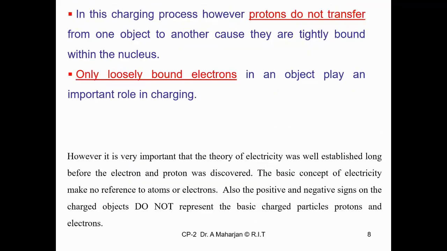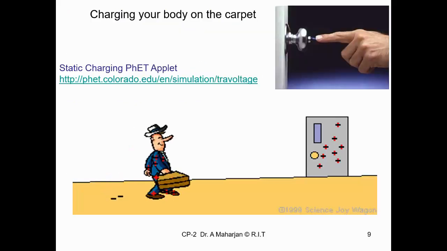However, you have to understand that protons are tightly bound at the nucleus. In this static charging process, protons do not transfer or move. The only mobile charged particles are electrons. Only loosely bound electrons can actually transfer from one object to another. Okay, and here are some examples.